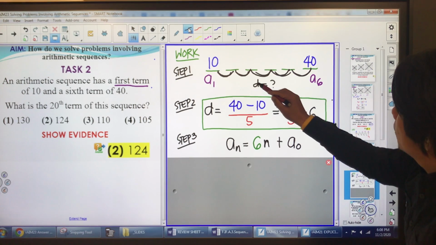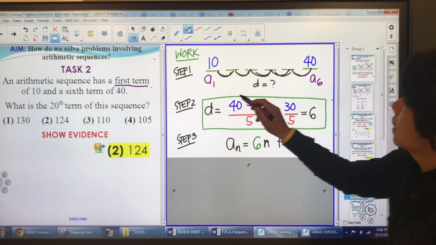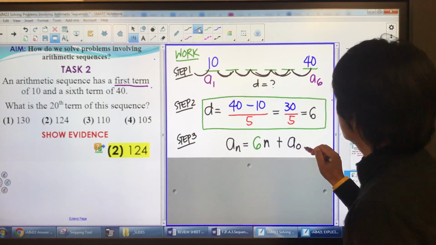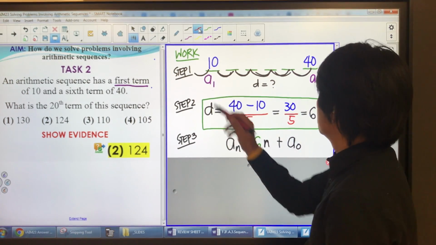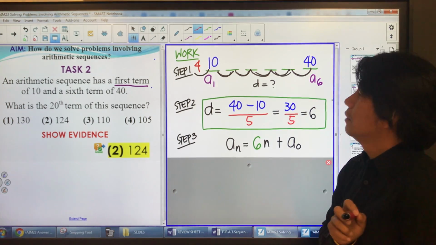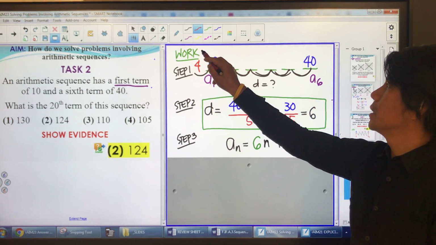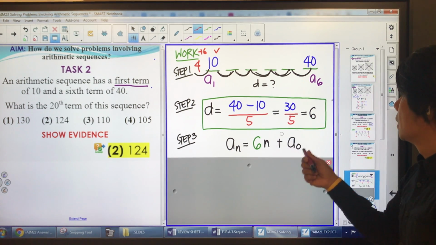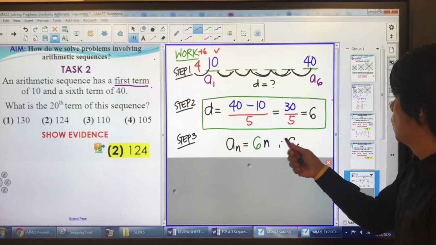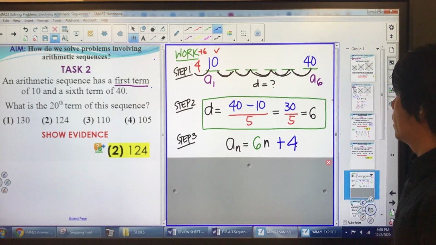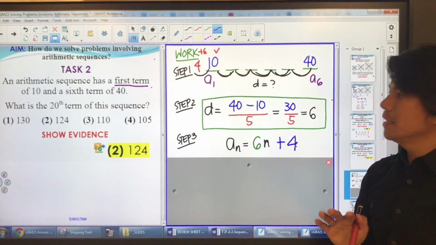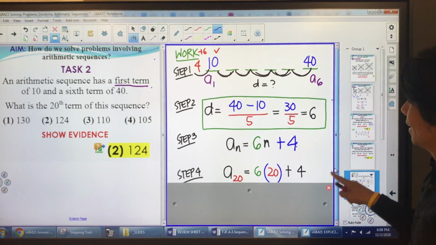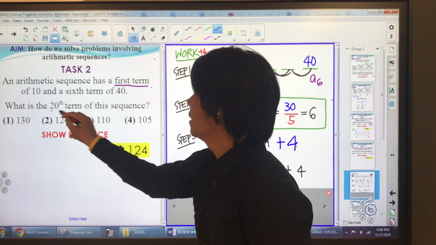If this is going by 6, you need to work backward, and your 0 term will be 4, right? Because if you add 6 to 4, you're gonna get 10. So this becomes plus 4. That's step 3, finding the equation. Now step 4, it says here find the 20th term.